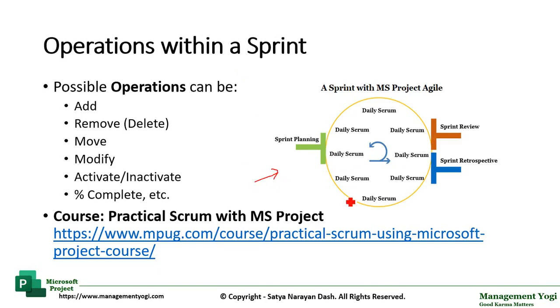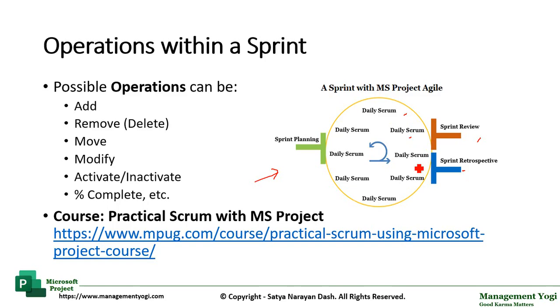As you can see, the sprint is represented in a circle. We have a number of sprint ceremonies or events, which are sprint planning at the beginning of the iteration or the sprint, and the sprint review and sprint retrospective towards the end of the iteration or the sprint. Now within the sprint we have a number of daily scrums, as shown here. As I said earlier, we can do a number of operations with respect to the work items.